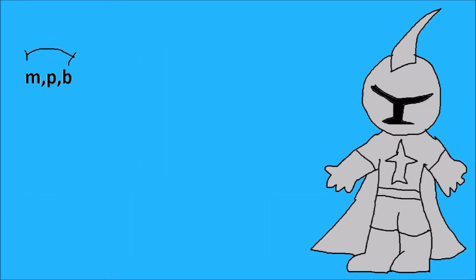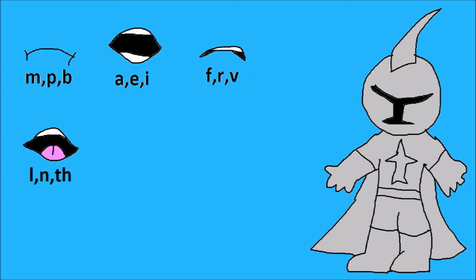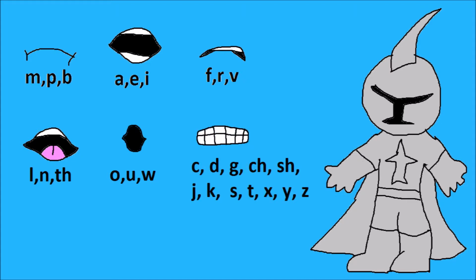For an M, a P or a B, you'd use a closed mouth. For an A, I or E, an open mouth with teeth. For an F, R or V, you use a weird upside down banana with teeth. For an L, N or TH sound, you'd use one with a tongue. For an O, a U or a W, you'd use a sort of circular mouth. For most other letters, you'd use a closed mouth showing some teeth. Except for H, I don't know what H is. By the way, this is just what I use. You might prefer to use a slightly different sort of shapes, which could be equally as good.